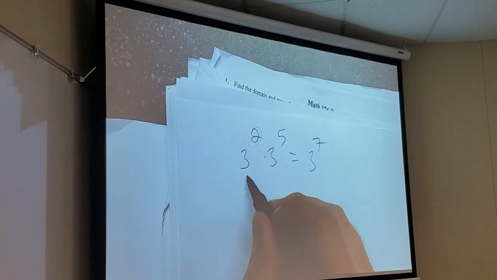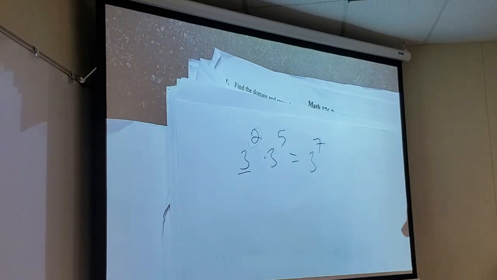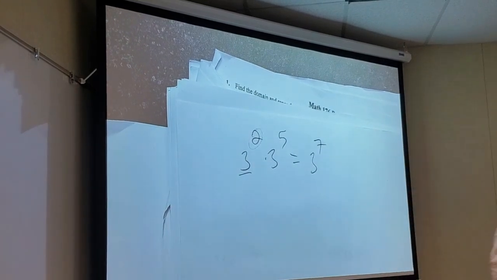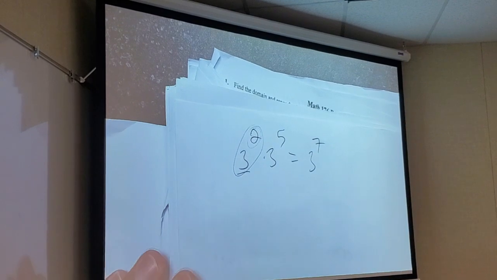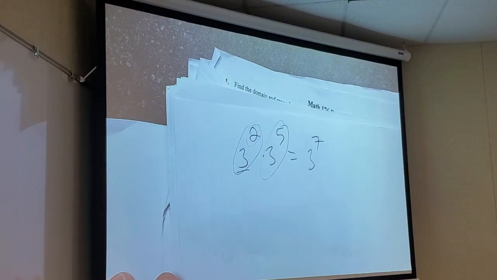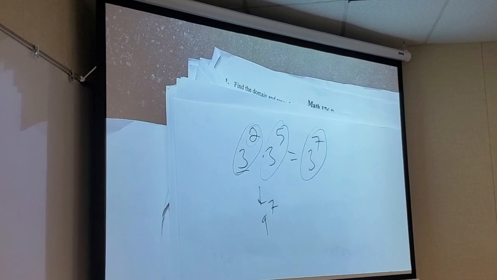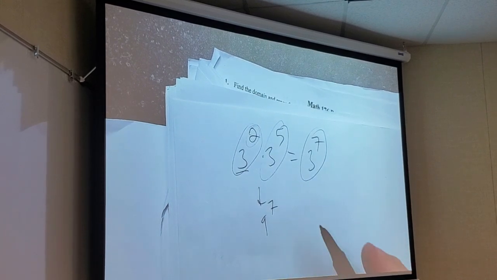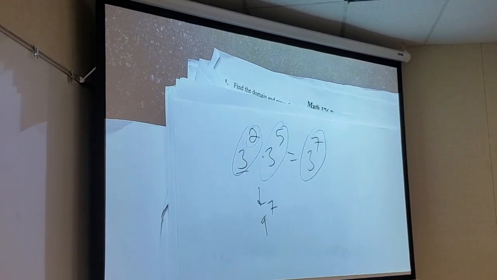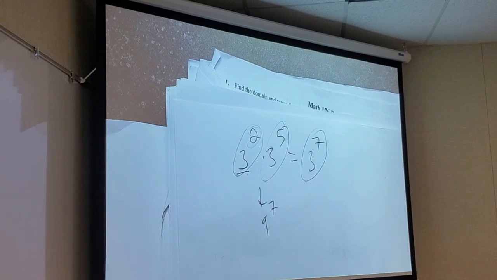All powers are is how many of the base I have to still multiply, correct? So this tells me I have 2 3s that I need to multiply. This tells me that I have 5 3s that I have to multiply. Therefore, I have 7 total 3s that I eventually have to multiply. If a student tells me this is 9 to the 7th, I'm like, how do you get 7 9s from 2 3s and 5 3s? There's no way. Do you guys follow?